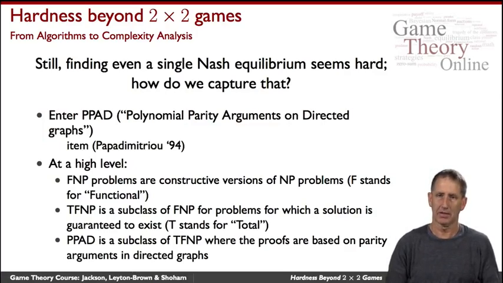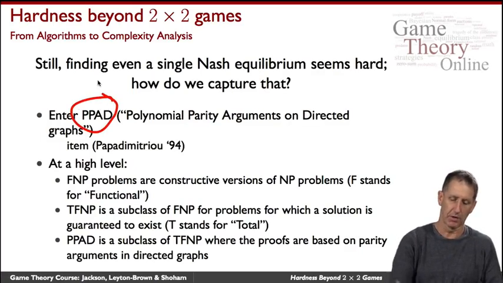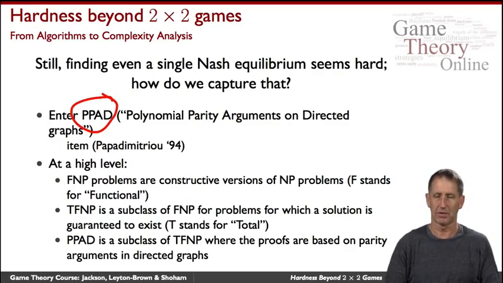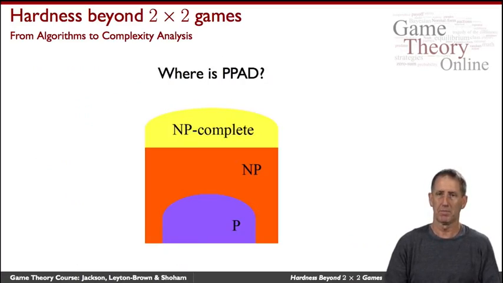The essential concept is that of the new class of problems called PPAD, for polynomial parity arguments on directed graphs, introduced by Christos Papadimitriou in 1994. We won't go into detail, but just so you know the chronology, PPAD is a specialization of a class called TFNP, which in turn was a specialization of a class called FNP. Going into detail here is beyond the scope of what we want to speak about, but it does help us now position the complexity of finding a sample Nash equilibrium in the complexity hierarchy.